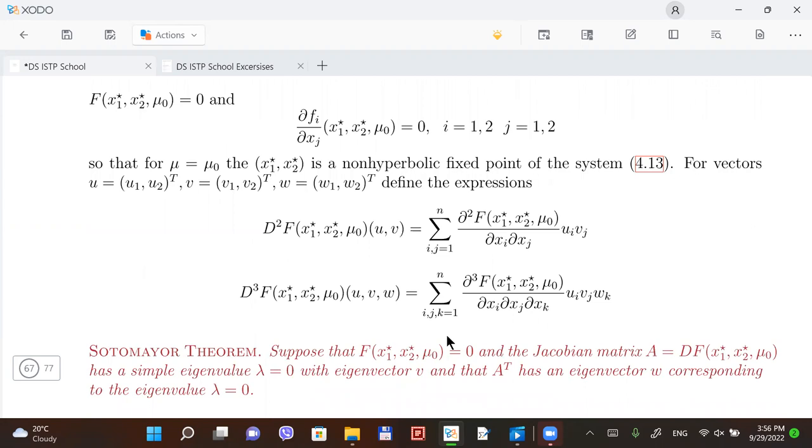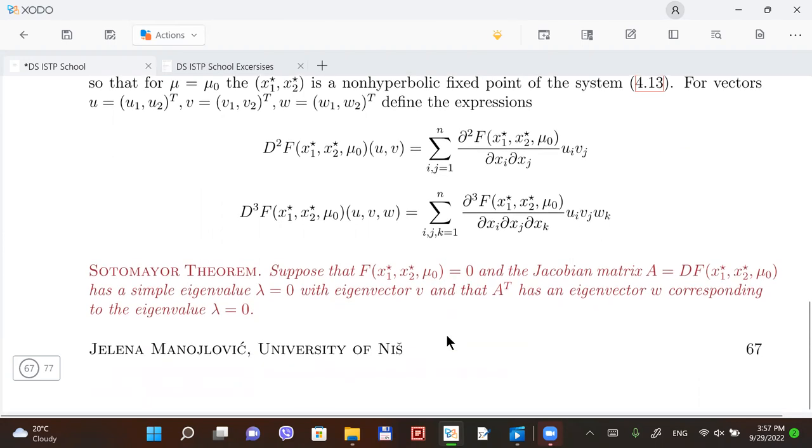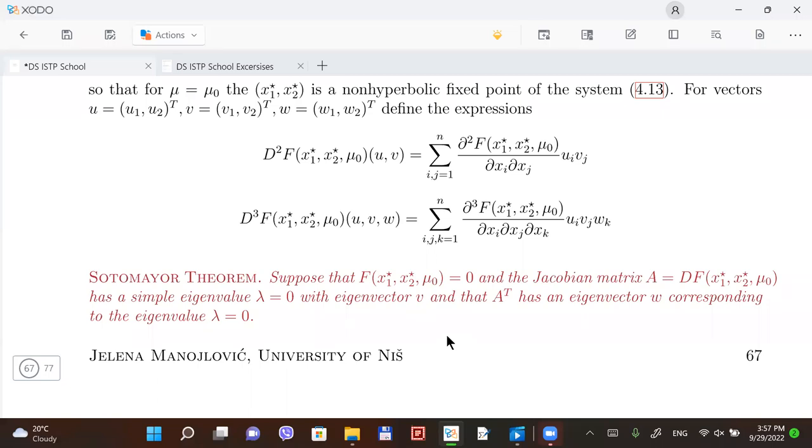Okay, so the Jacobian matrix is, let's say, first the capital D derivative of this vector field, but we also define this expression. So this is the vector field of the second partial derivatives, and this is with the third order derivatives. And in order to apply the calculation, we need the eigenvector corresponding to the eigenvalue lambda zero.